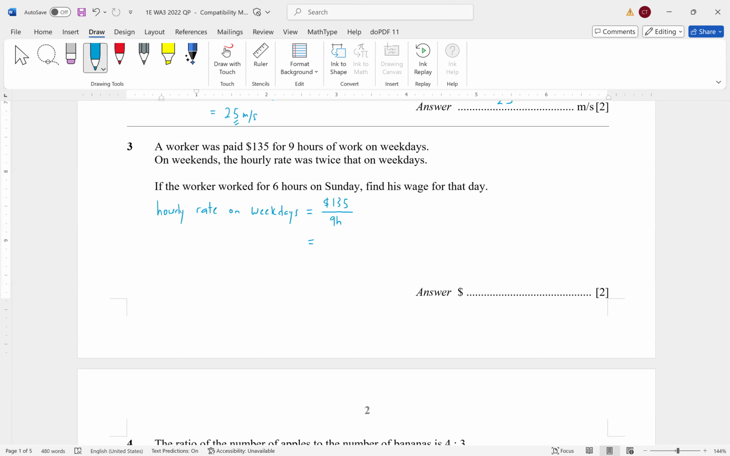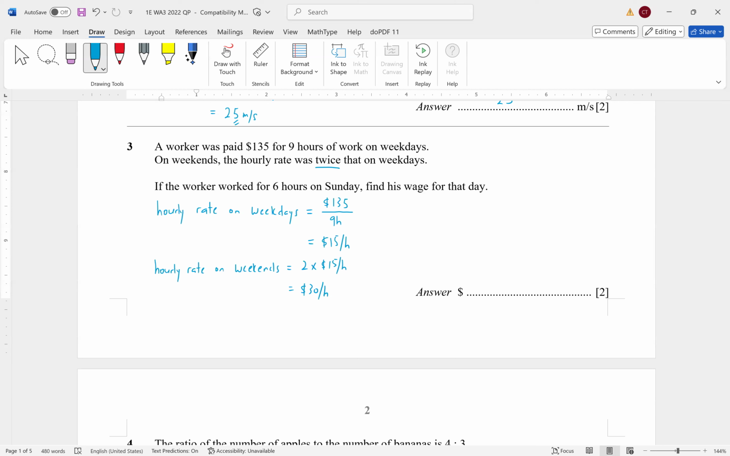So we get $15 an hour. Right, you'll get $15 an hour. So now we can calculate the hourly rate on weekends. So hourly rate on weekends will be 2 times more, right? Twice. Okay, so the question states twice. So it will be $30 an hour.